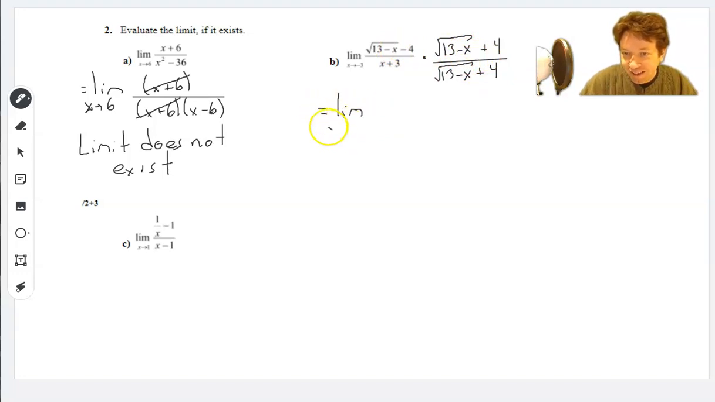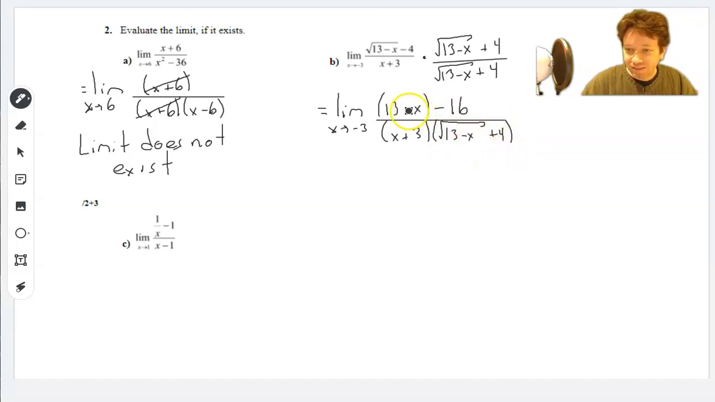We get the limit as x approaches negative 3. So we'll have 13 minus x, and then we'll have minus 16, because it's 4 squared, all over, and then we have this sort of mess on the bottom here. x plus 3 times the square root of 13 minus x plus 4.